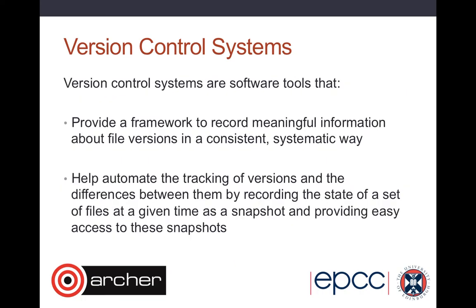So what are these version control systems that I'm talking about? And what do they offer as a solution to the issues identified? Well, version control systems are essentially just software tools that provide a framework to automatically, or at least partly automatically, record meaningful information about versions of files. And what's crucial is that they do it in a consistent and systematic way. So they have some schema of how to record this information, and this has been implemented so that when you use the tool, the information about versions is recorded in exactly a certain way.